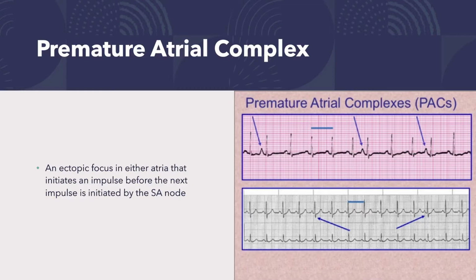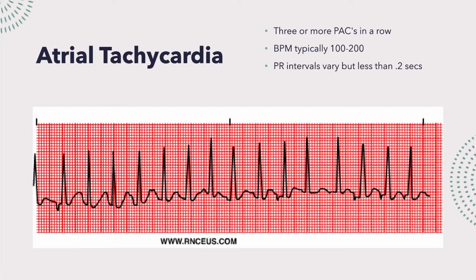So if we look here, normal P wave, QRS. Normal P wave, QRS. Normal P wave, QRS. Normal P wave, QRS. Abnormal P wave. The SA node didn't do that. Something else did that. And so you can see a few different PACs on this chart here. That can lead to some irregularity in RR interval. But generally speaking, if there aren't too many of them, this isn't a huge cause for concern. But the more of these we see, the more concerned we become.